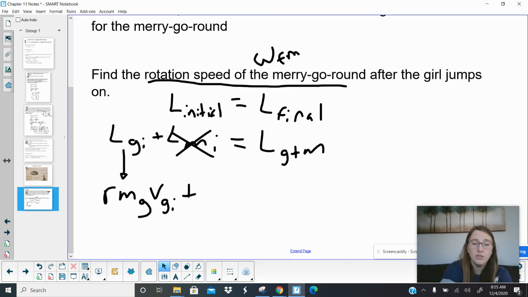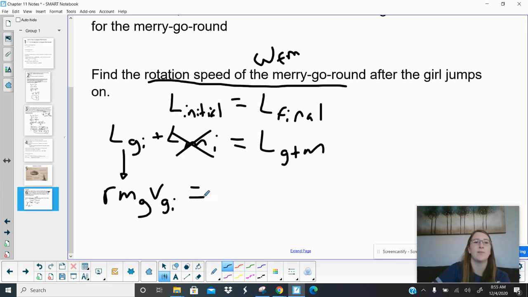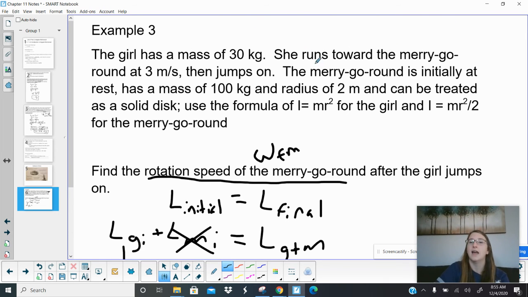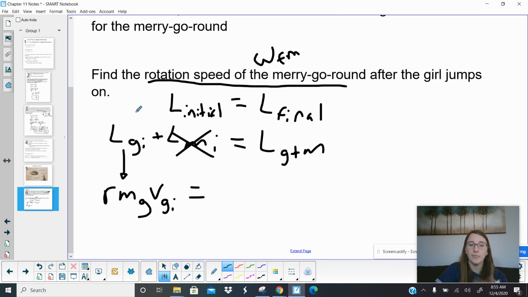Plus, the merry-go-round does not have any momentum. The merry-go-round, we are assuming, is at rest. I can't remember if it says. Yeah, it doesn't tell. Oh, there it is. Initially at rest. Okay, so this is all the momentum we have before. That's going to equal our momentum afterwards. Now, let's break this down here.